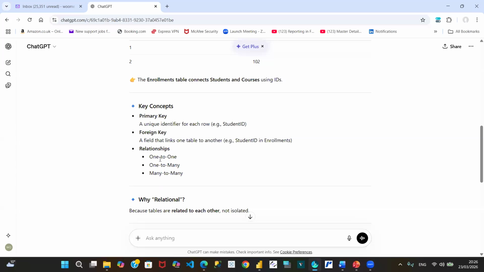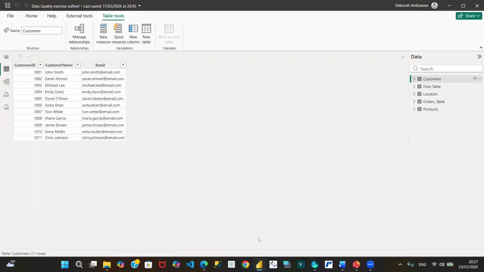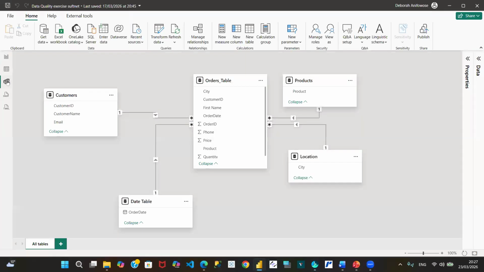And the different types of relationship that we form: one-to-one, one-to-many, many-to-many. I love the fact that Power BI explains this. While we are on that, let me show it in Power BI, the different types of relationships, although I can only show one.